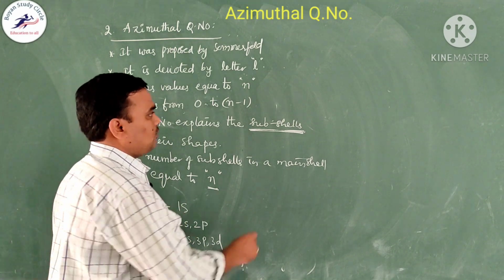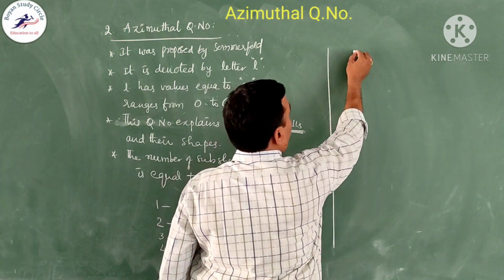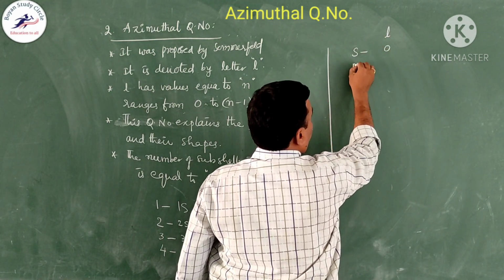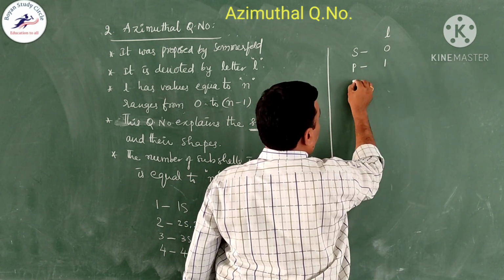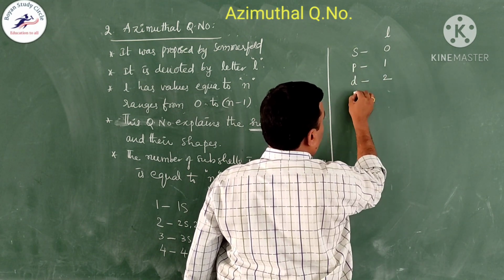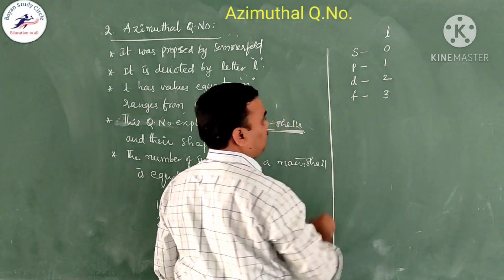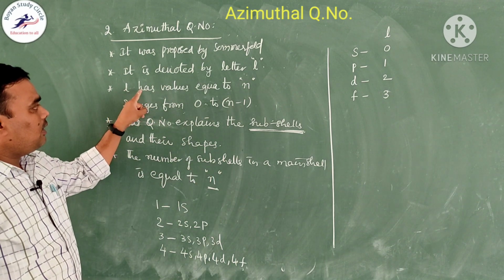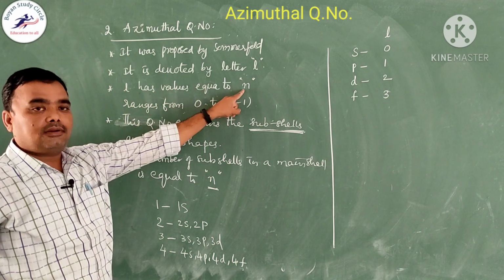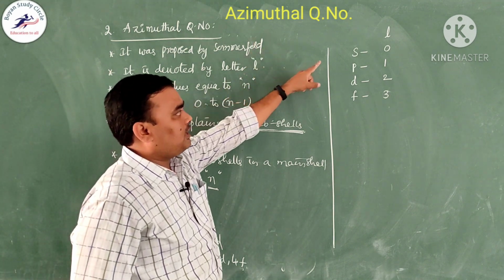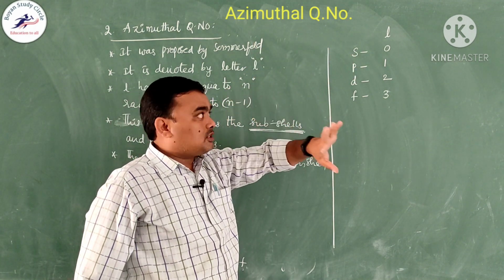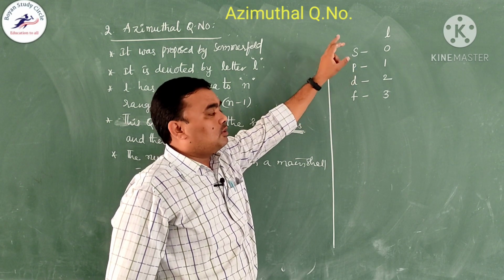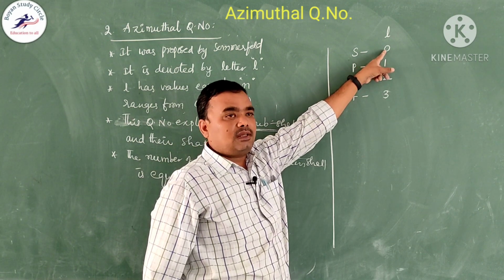And what are the L values of these subshells? For subshell s, the L value is 0, for subshell p the L value is 1, for subshell d the L value is 2, and for subshell f the L value is 3. As we discussed, L has values equal to n. That means, if we take the first main shell, what is the subshell present? s. So, the value starts from 0.